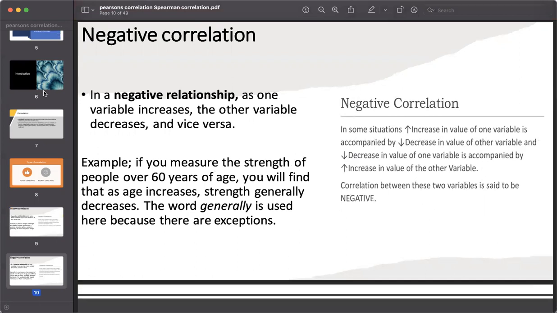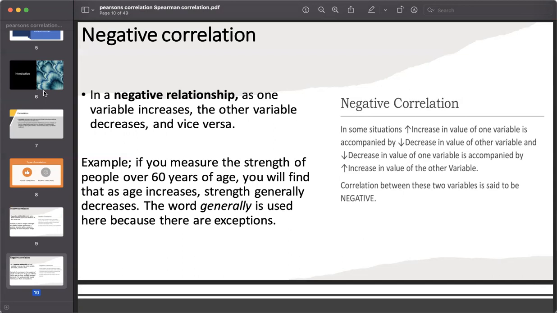In a negative relationship, as one variable increases, the other variable decreases and vice versa. For example, if you measure the strength of people over 60 years of age, you will find that as age increases, strength generally decreases. The word generally is used here because there are exceptions.